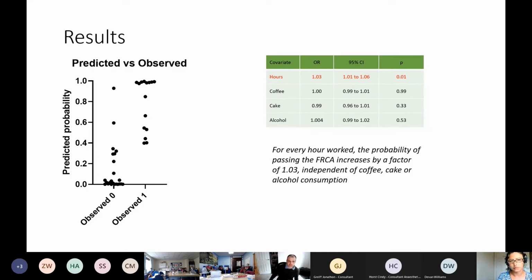Their confidence intervals cross 1, and therefore aren't independently associated with improvement. But more importantly, your hours have stayed the same. The number of hours you work remains an independent predictor. It's now not just an association, it's now an independent predictor. And as I said here, for every hour worked, the probability of passing FRCA increases by 1.83.